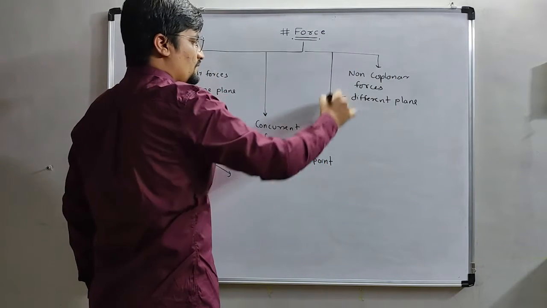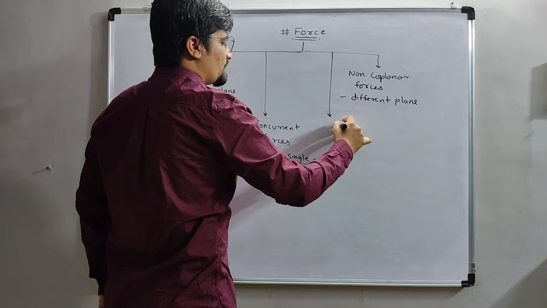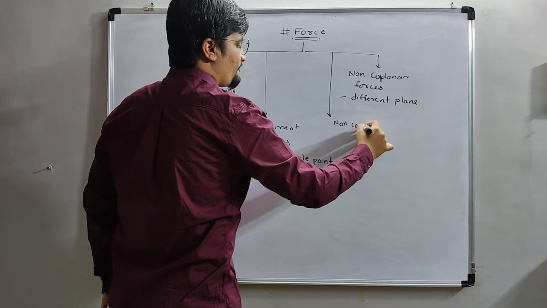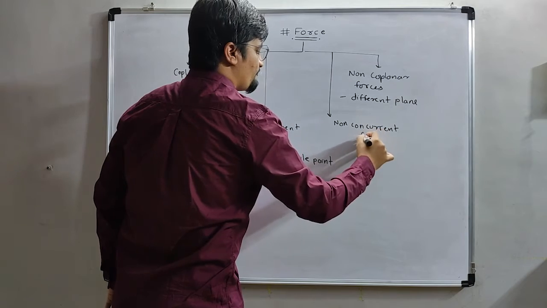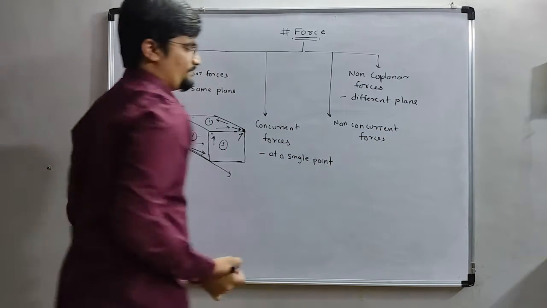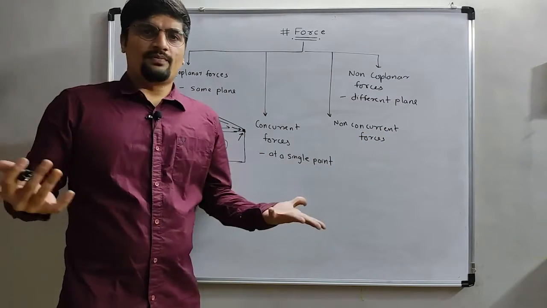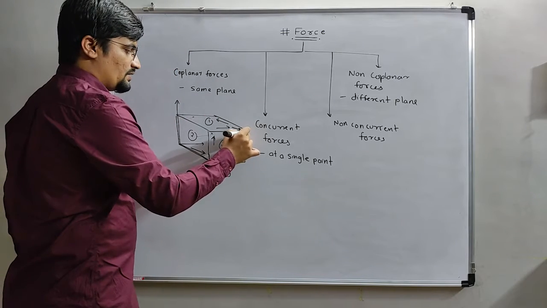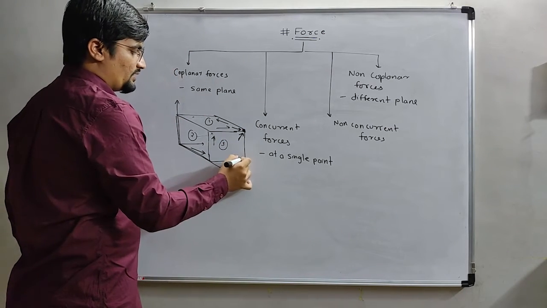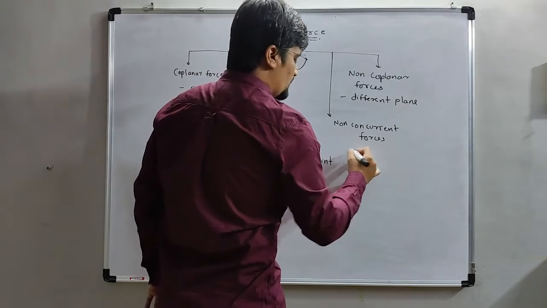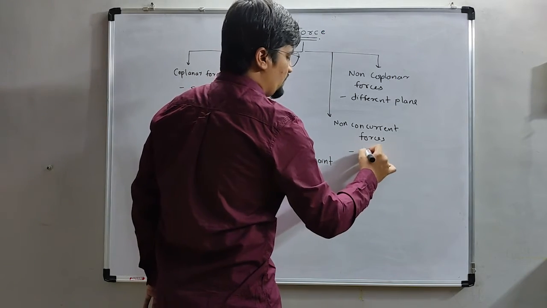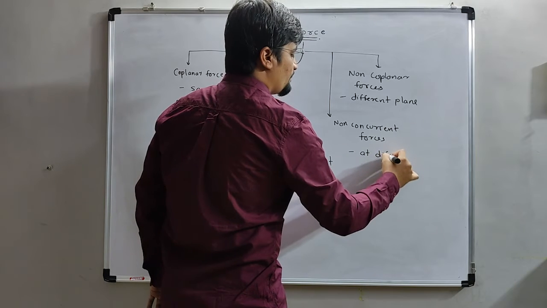Another one is non-concurrent forces. At different points, means one is occurring at this point, another one is occurring at this point, another one is occurring at this point. So it is known as non-concurrent forces, at different points.